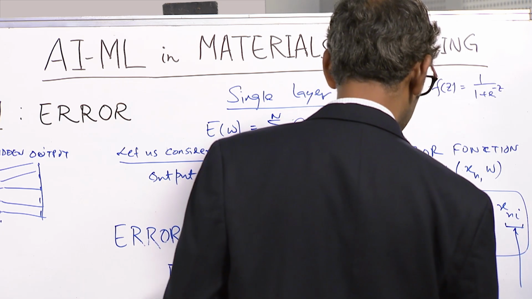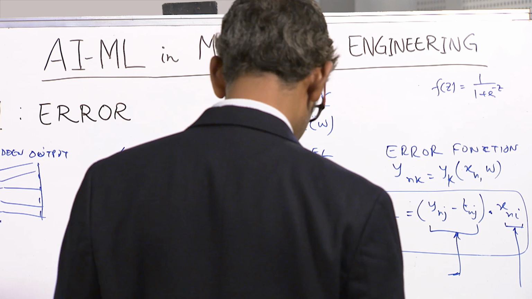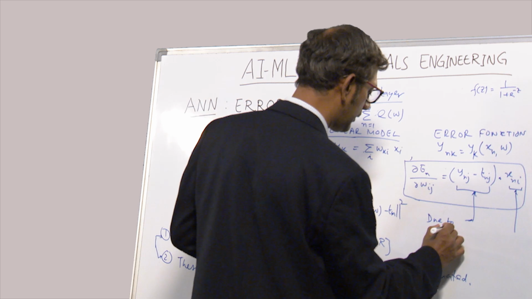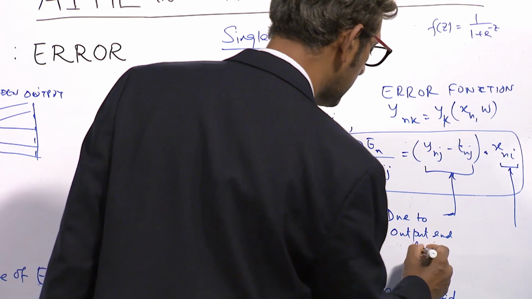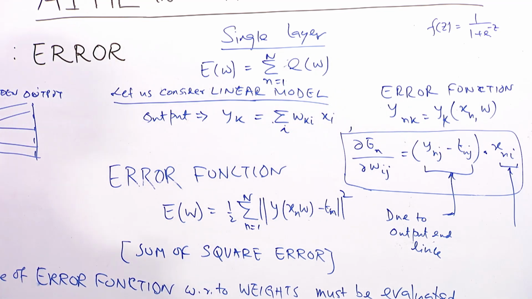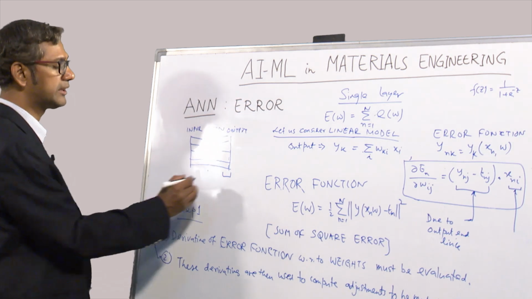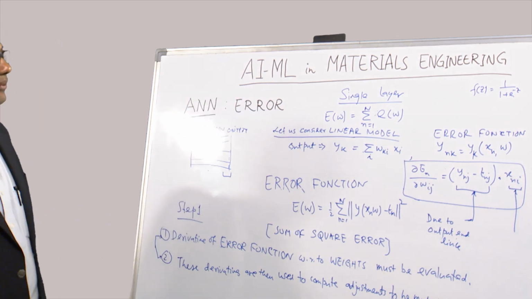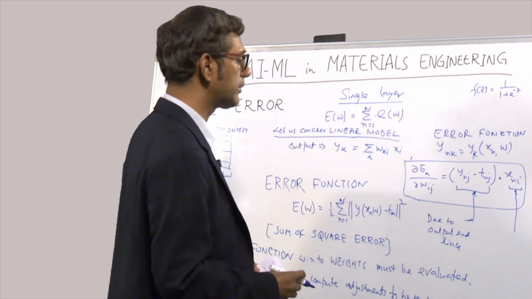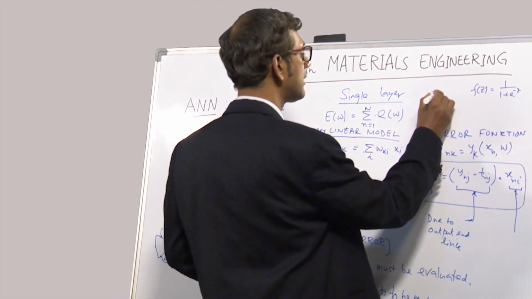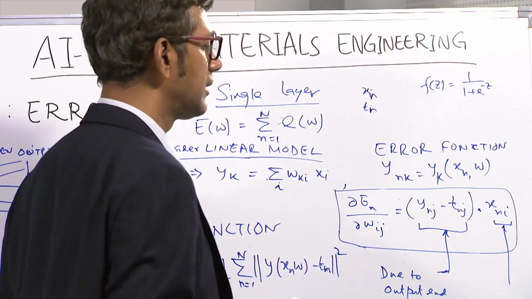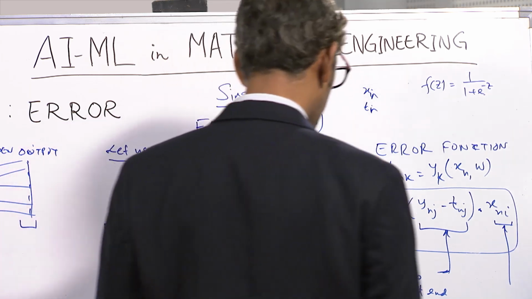So what is this part? This part is basically the output end of the link, the error due to the output end of the link. At the end of this, output end is here, and this part is due to getting the difference between these two values. T is the target value, remember, you already talked about it. Target means for every xn there is a tn. T is the target, since it is supervised learning.